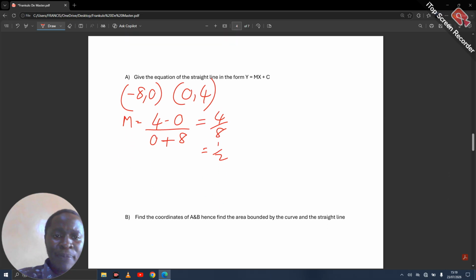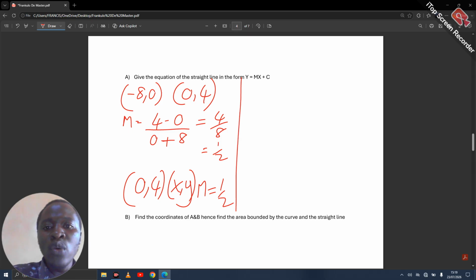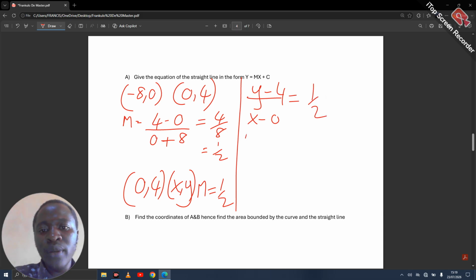So pick any of the coordinates. I'll use 0, 4. I always avoid negative. There's a reason. Even in the first question, you saw me avoiding the negative because it is confusing for a student. Avoid it. So we are having 0, 4, x, y. The gradient is a half. So we are having y minus 4 all over x minus 0, which is equal to a half.